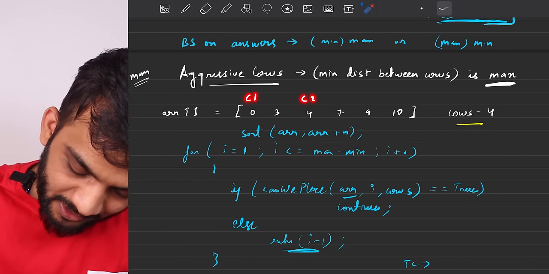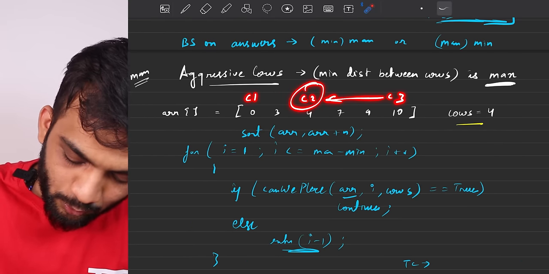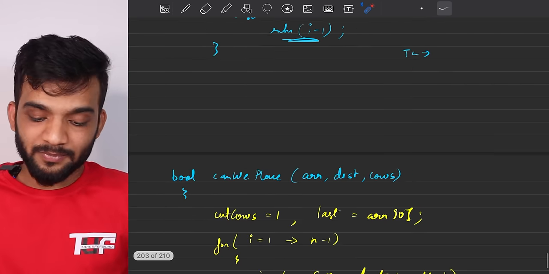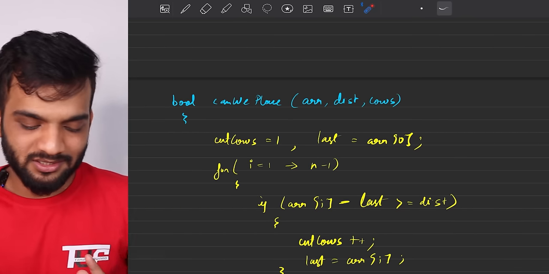Because in order to compute distance, imagine you're placing it here. You have to compute it with C2, not with C1. That is why just keep a track where the last was placed. I hope this makes sense.